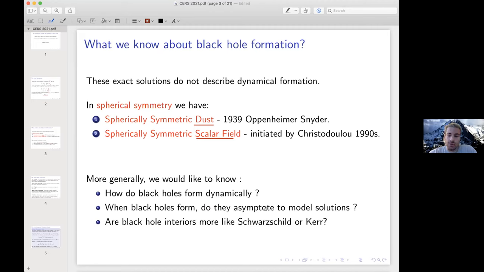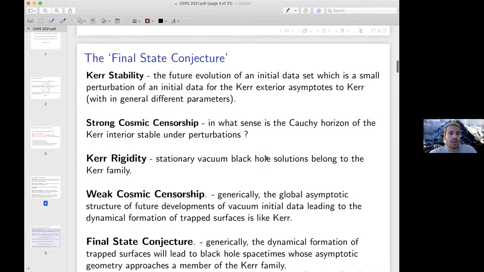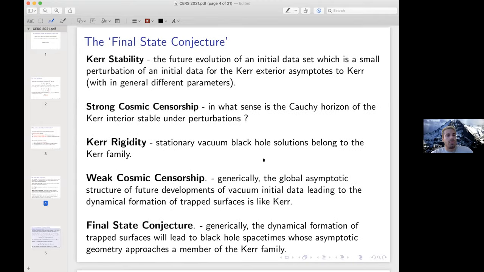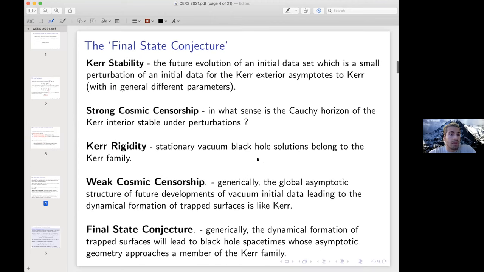And then of course there is this question of black hole interiors. Are the interiors more like Schwarzschild or Kerr, namely what's the nature of the singularity inside, or is there a Cauchy horizon, etc.? That's strong cosmic censorship, so we won't be talking about that, but that's another question you could ask about black holes, and especially the astrophysically relevant ones. So these are, you could argue, the big five conjectures you might wish to make in the context of vacuum.